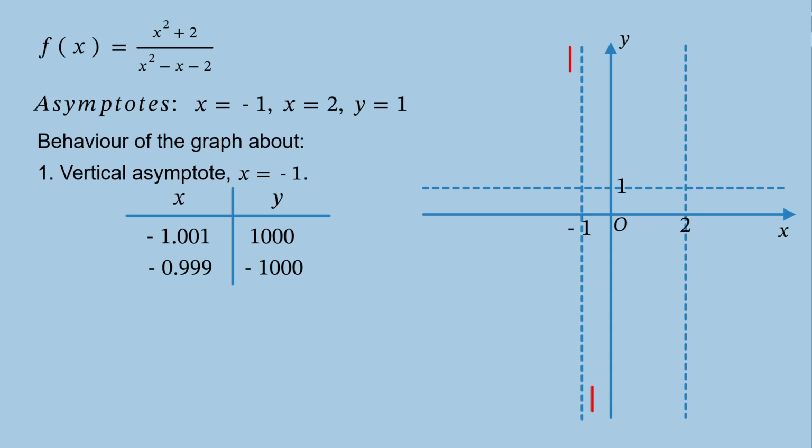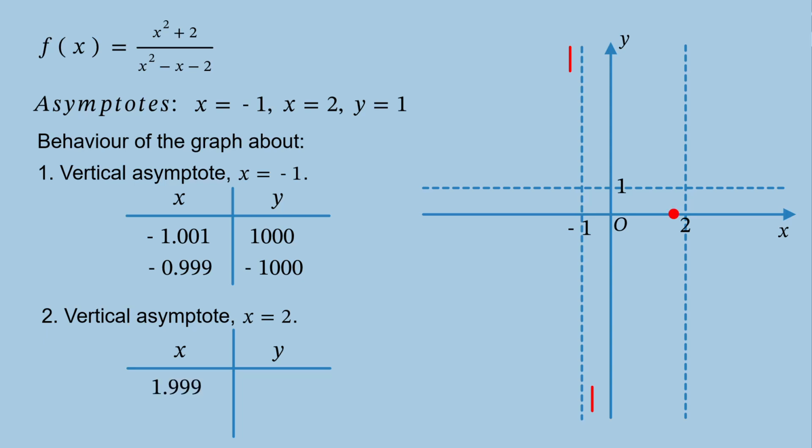For the asymptote x is equal to 2, we'll consider a value that is slightly less than 2, which is 1.999, and slightly greater than 2, 2.001. When x is 1.999, y is approximately minus 1999, which means it's coming from down here. And when x is 2.001, y is approximately equal to 2000, which is a very high y value, so the graph will be coming from up here.